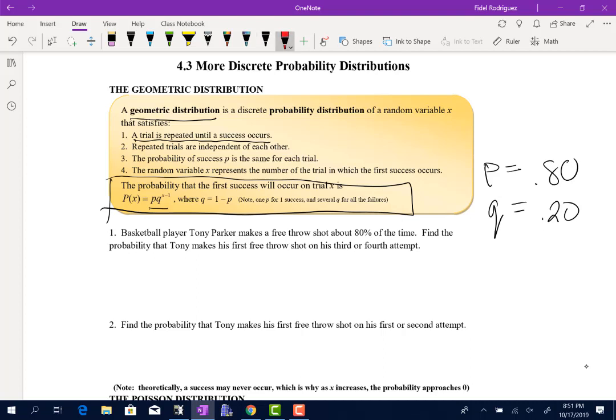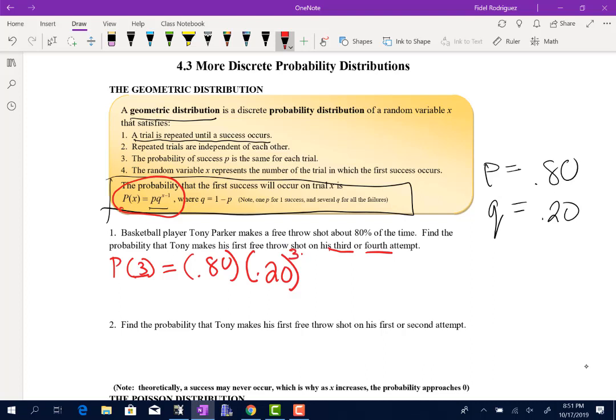Okay. So guys, I want you to look at this part right here. It says we're going to figure out on his third or fourth attempt. So guys, if I wanted to figure out what's the probability that he's going to get that free throw in his third attempt, I'm just going to use this formula right here, okay? P of 3 is going to be equal to the number P. What did we say our number P was? 0.80, right? 0.80 times Q. We said our number Q was 0.20. To what power here? X minus 1.